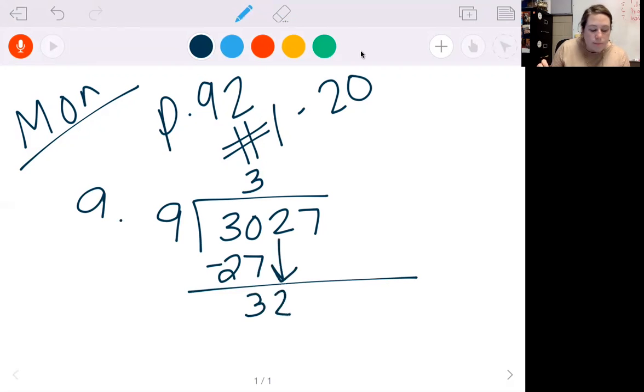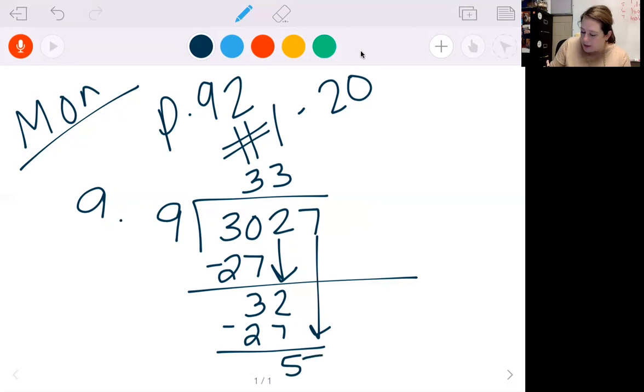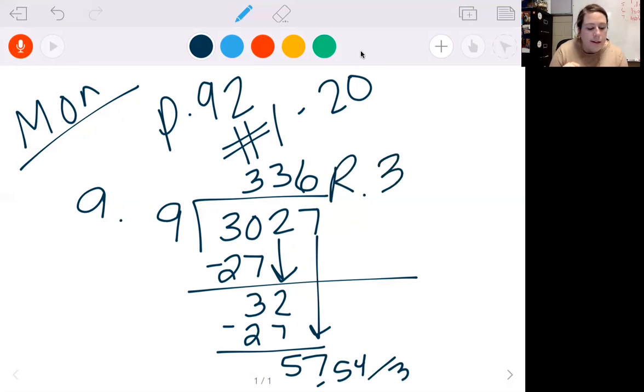Bring down the 2. 9 goes into 32 3 times. 9 times 3 is 27. 32 minus 27 is 5. Then bring down the 7. 9 goes into 57 6 times. 9 times 6 is 54, run out of room, but we get a remainder of 3. Don't forget to put your remainder at the top.